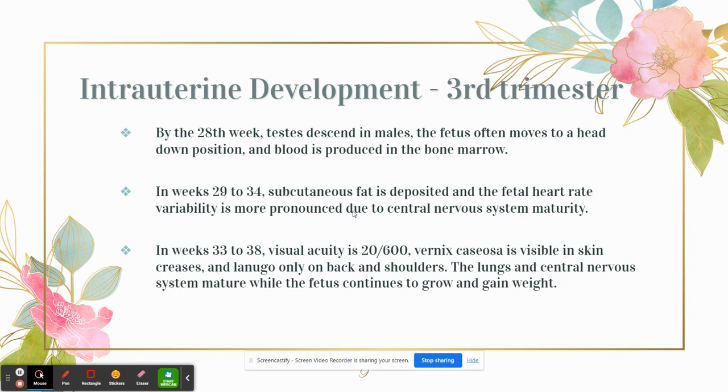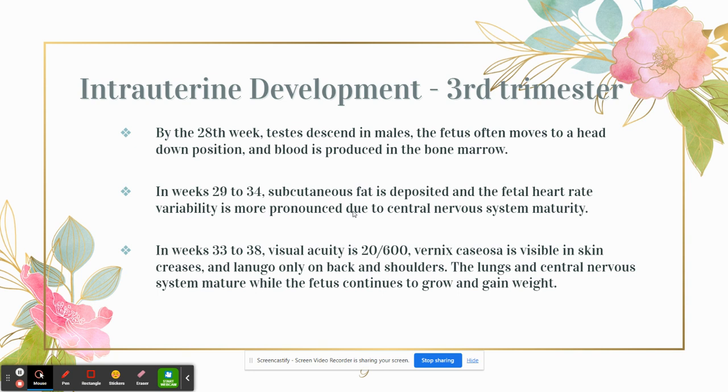Weeks 29 through 34, subcutaneous fat begins to be deposited. It will continue to do so throughout the remainder of pregnancy. The fetal heart rate variability is more pronounced. That is a concept we will talk about when we talk about fetal monitoring because of central nervous system maturity. In weeks 30 to 38, the fetus starts to be able to see.